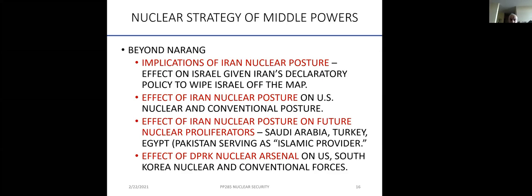Finally, the DPRK's nuclear arsenal, with its effect on the US, South Korea, nuclear and conventional forces. And I would say even on Taiwan, because Taiwan's status, as you probably know, remains highly uncertain. China considers it the wayward province from the 1949 revolution. It's possible if the Korean Peninsula became more nuclearized, this might trigger Taiwan getting into the nuclear game as well. So there are a lot of iffy, dangerous, questionable issues embedded in every one of these four bullets.